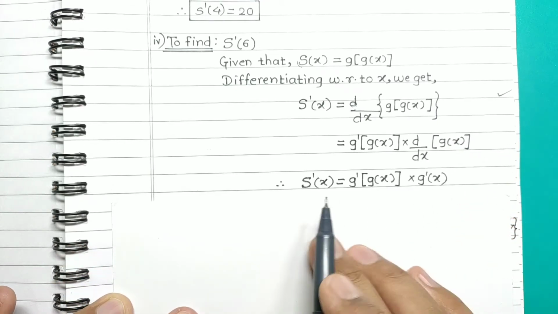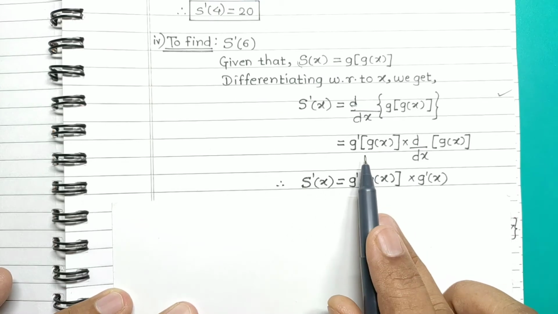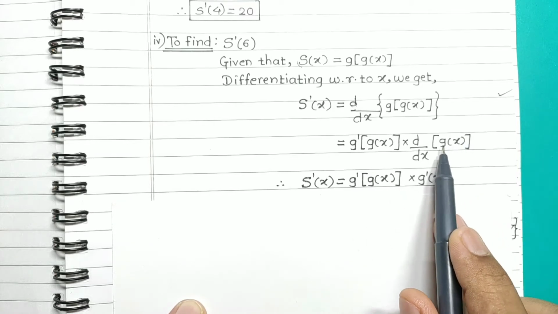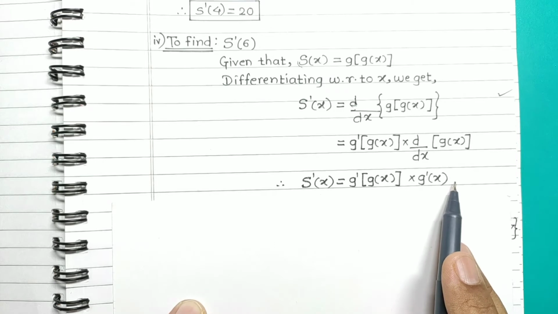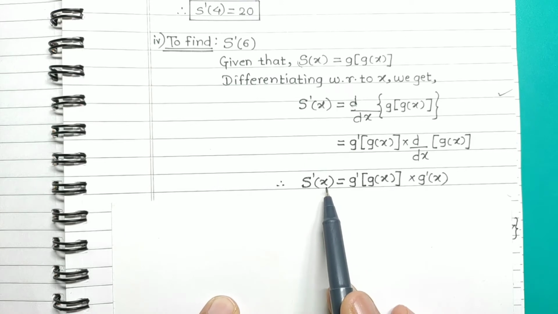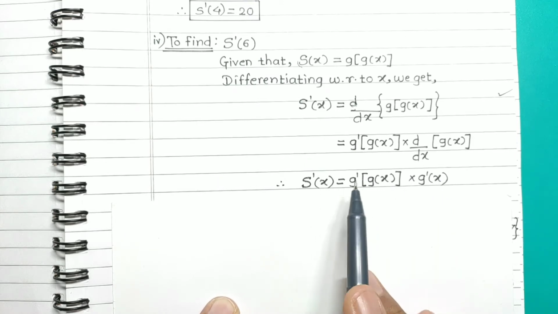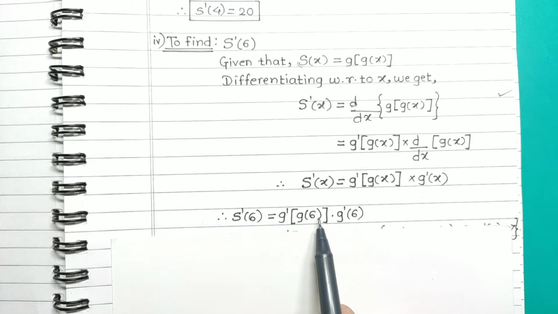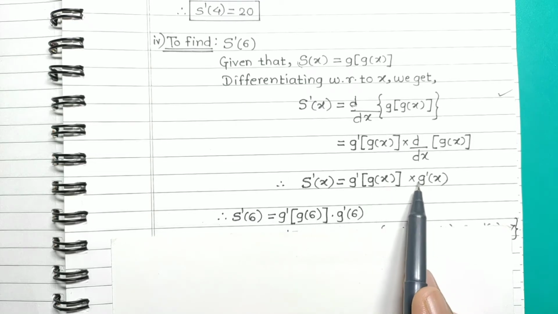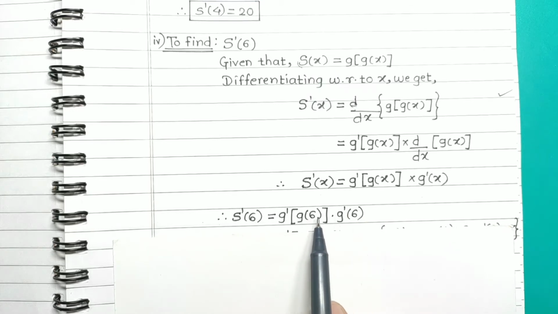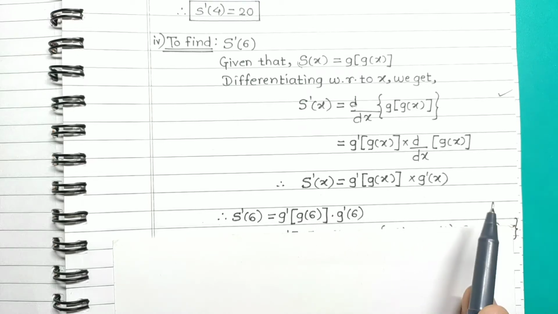Then finally we have capital S dash of x is equal to this term as it is, g dash of g of x into derivative of g of x is g dash of x. Okay, then to find out S dash of 6, we have to substitute x is equal to 6 in this equation. So we have S dash of 6 is equal to g dash of g of 6, for x we have 6, into g dash of 6 here, and we are given these two values. g of 6 is given, g dash of 6 is also given.